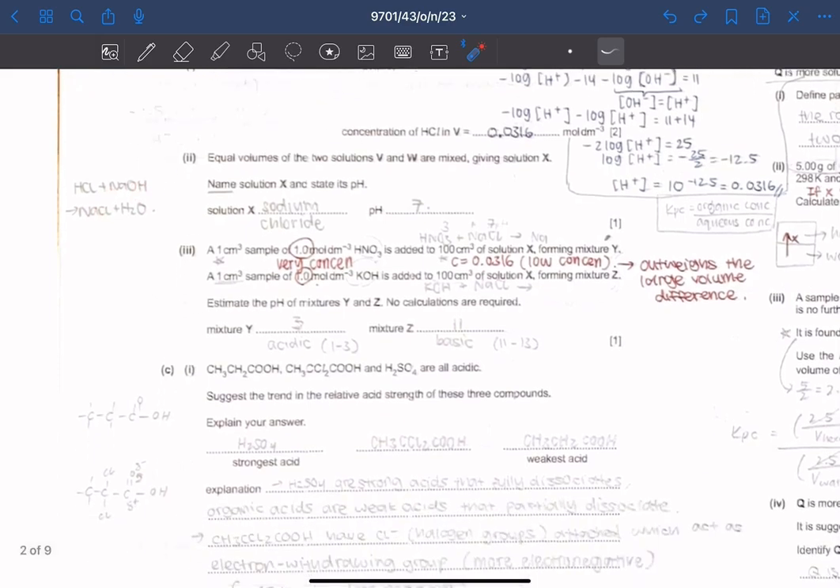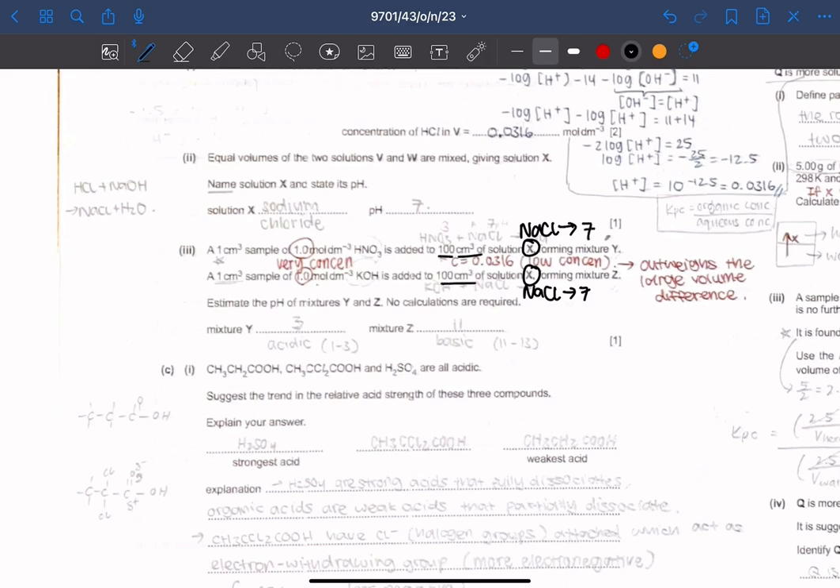Next, III. A 1 cm3 sample of 1 mole per dm cube HNO3 is added to 100 cm3 of solution X forming mixture Y. A 1 cm3 sample of 1 mole per dm cube KOH is added to 100 cm3 of solution X forming mixture Z. Estimate the pH of the mixtures Y and Z. No calculations are required. So we know that X is actually NaCl, at a pH of 7.